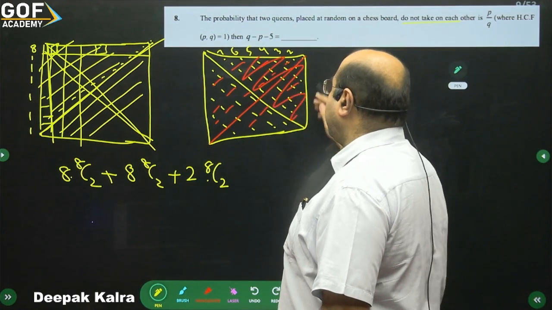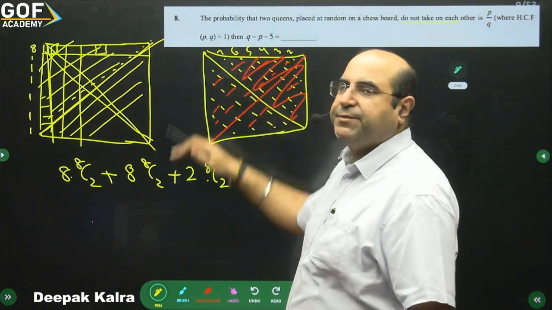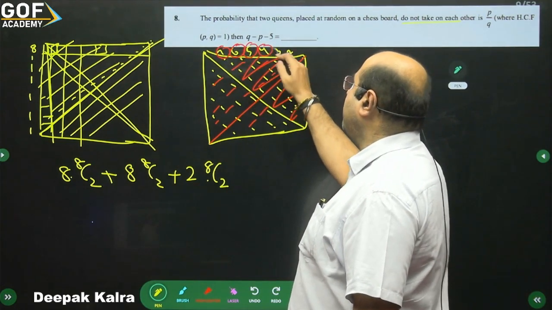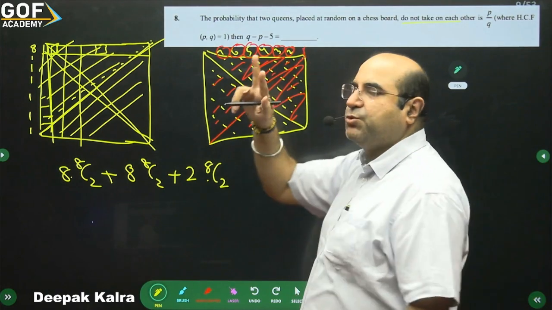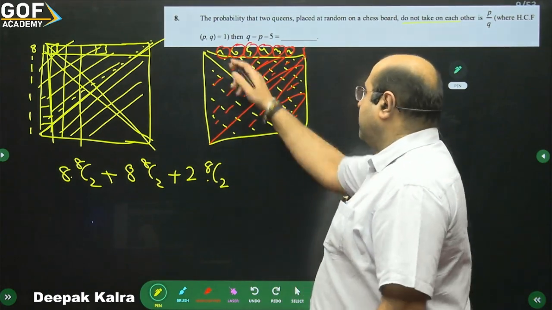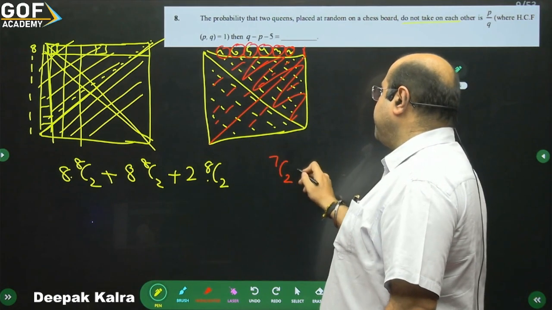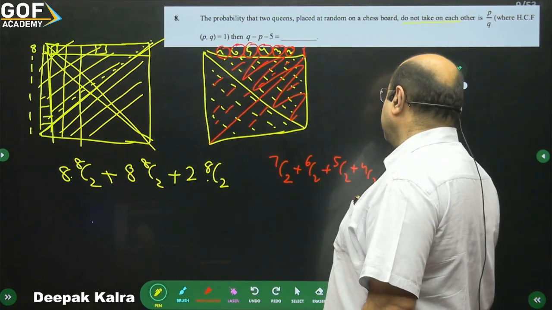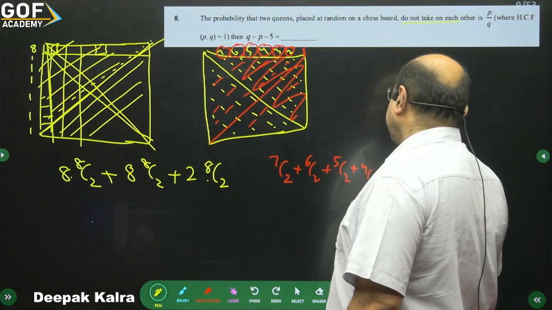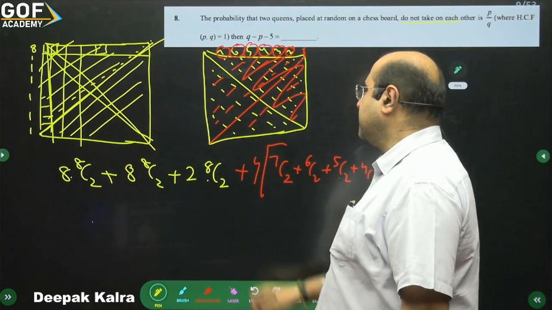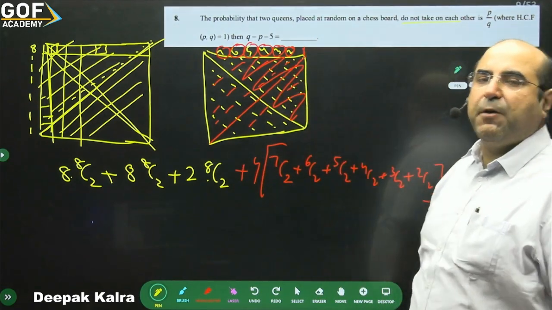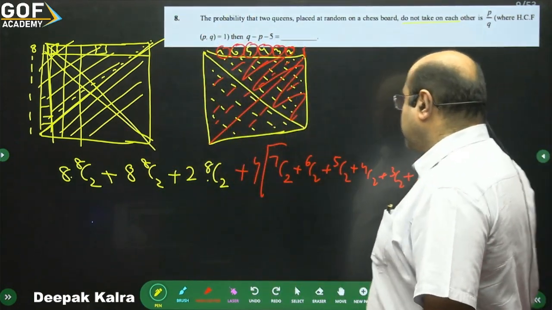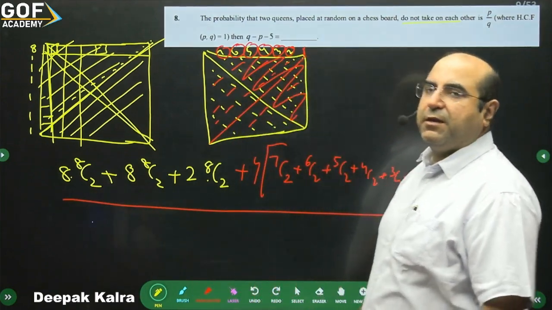One section, if you take it, will come 4 times: this way, this way, this way, and this way. And how many possibilities are there? 7, 6, 5, 4, 3, and 2. 1 we will not take because 2 queens are needed. So 7C2, 6C2, 5C2, 4C2, 3C2, 2C2, times 4. This is the favorable cases to face each other.